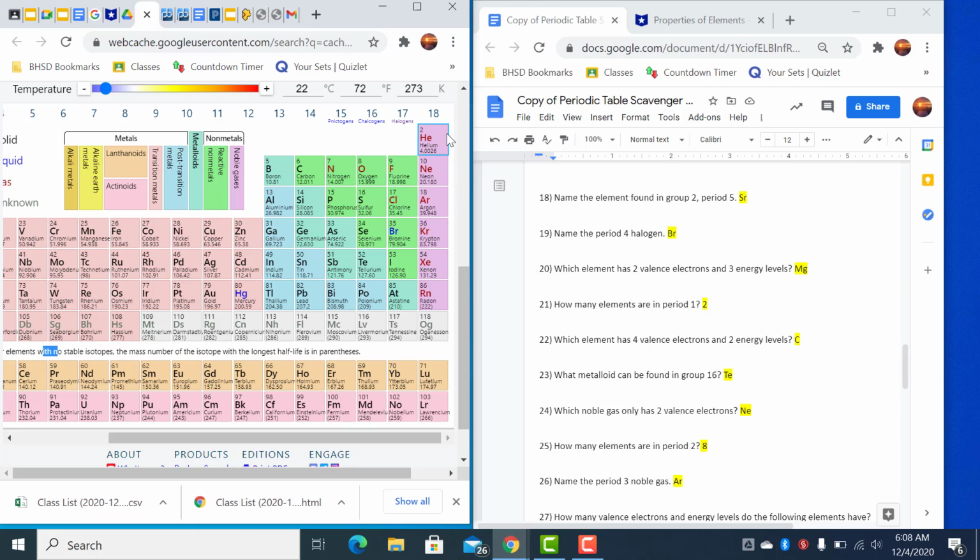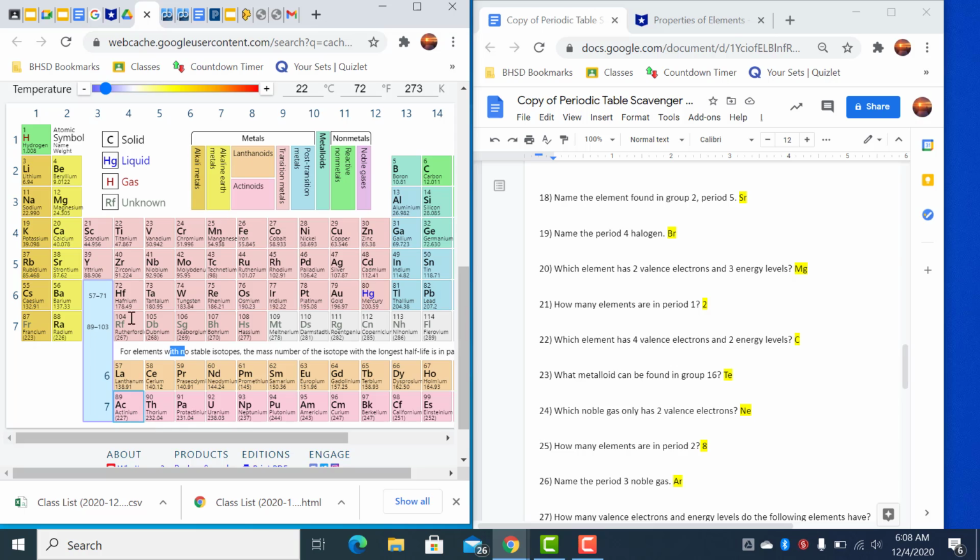19. Name the period 4 halogen. All right, period 4. 1, 2, 3, 4. Halogens is group 17, so it's bromine. Bromine. 20. Which element has 2 valence electrons and 3 energy levels? Okay, so if it has 2 valence electrons, it's group 2, and 3 energy levels means it's in the 3rd period. So that's Mg. Mg for magnesium.